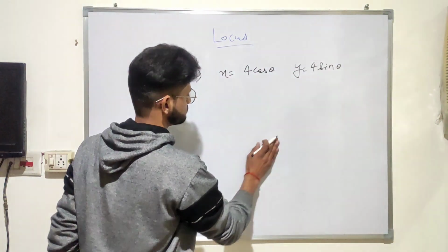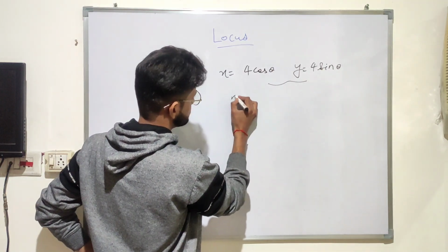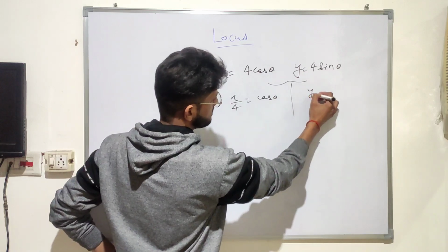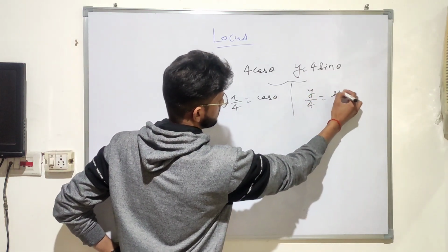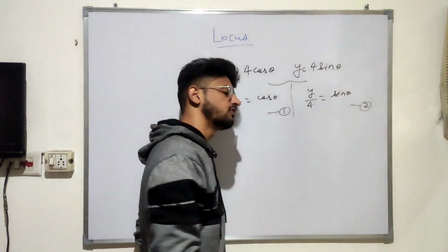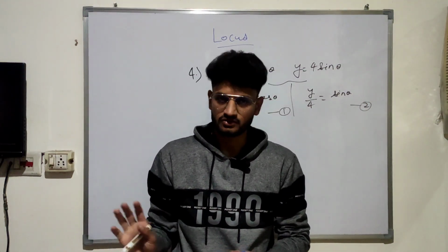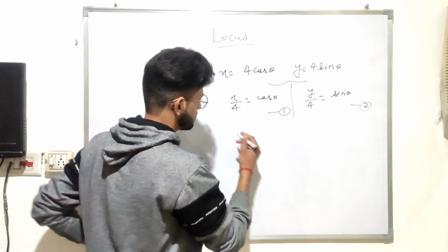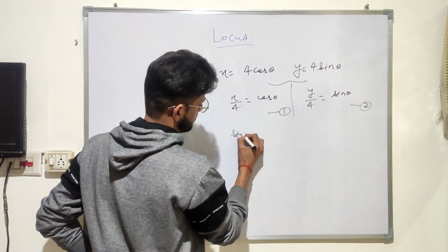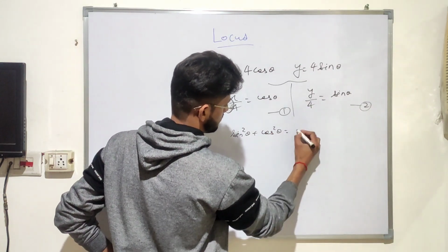For example, if we solve these two equations, from here we can write x by 4 is equal to cos theta, and from here y by 4 is equal to sin theta. Let's say this is equation number 1, and this is equation number 2. And we all know that sin square theta plus cos square theta is equal to 1, and this is an identity. So from equation 1 and equation 2, we can get sin square theta plus cos square theta is equal to, we will square both sides.